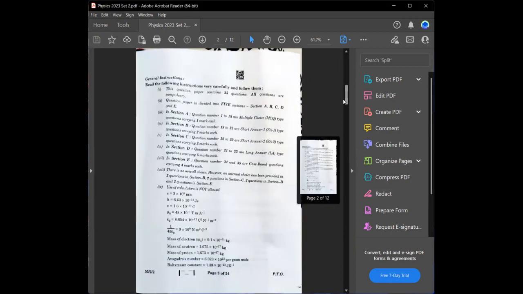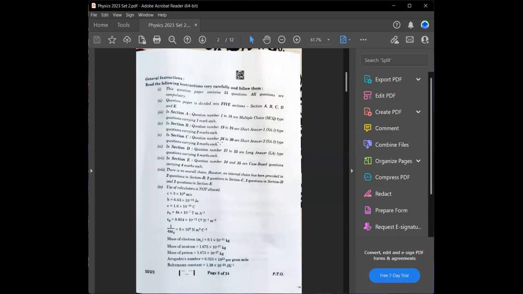So as you know, total 35 questions, 5 sections. First section MCQs, section B 19 to 25 short answer questions, 2 marks each. Section C contains 26 to 30. Again, these are also short answer questions, but 3 marks each. 31 to 33, long answer, 5 marks each. And there were 2 case-based study questions, 34 and 35.